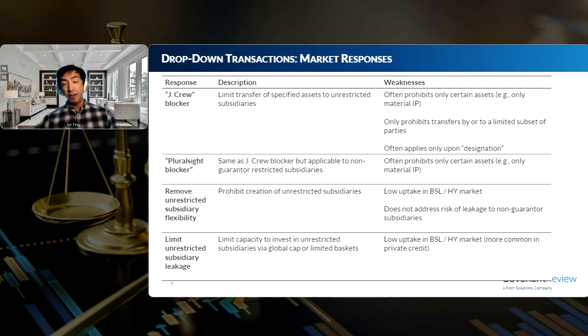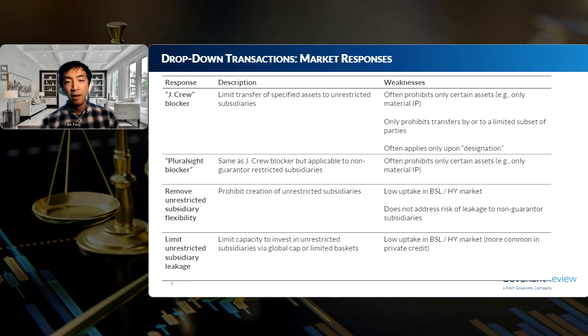Now, what if IP is important? Well, unfortunately, J.Crew blockers are also in the hands of lawyers, and lawyers are going to find ways to draft these things to create additional carve-outs, additional exceptions, additional loopholes. One of those is to limit the transfer so that it's only by a subset of parties. So instead of having a prohibition on transfer of material IP to unrestricted subsidiaries, it's a prohibition by loan parties or guarantors of material IP to unrestricted subsidiaries. That means you can transfer things to non-guarantor restricted subsidiaries without limitation, or at least without the limitation of the blocker. And those non-guarantor restricted subsidiaries can, again, transfer on to unrestricted subsidiaries.